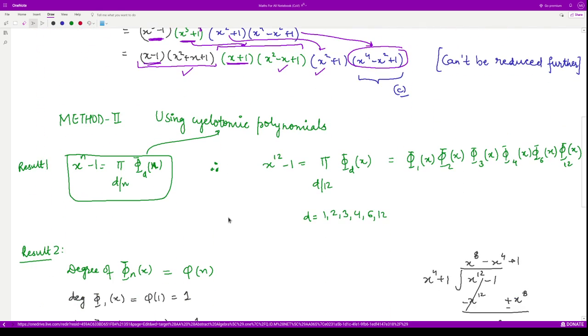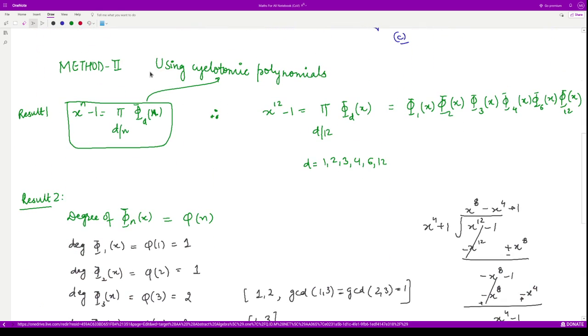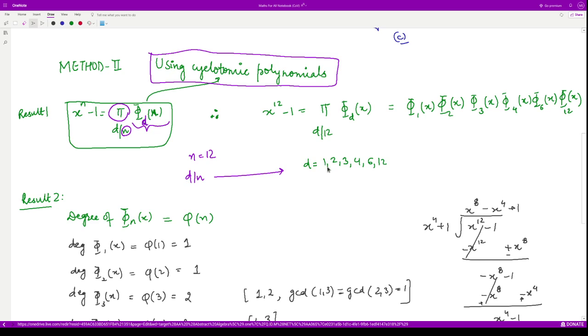So we have this second method using the cyclotomic polynomials. Now in this we'll use some results from cyclotomic polynomials. It says that any polynomial of this form, x raised to power n minus 1, could be written as the product of some cyclotomic polynomials where d is a divisor of the given n. So we have here n as 12. So d divides n gives you 1 divides 12, 2 divides 12, 3 divides 12, 4 divides 12, 6 divides 12 and 12 divides 12. So we have the values of d as these.